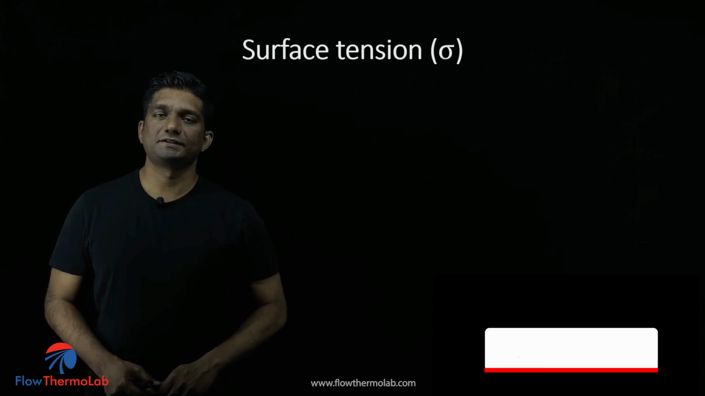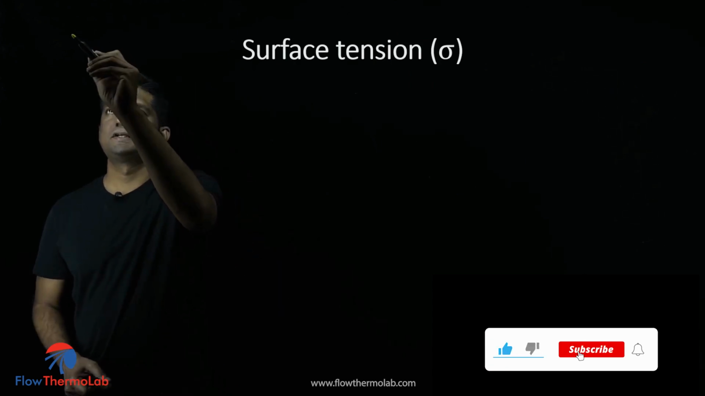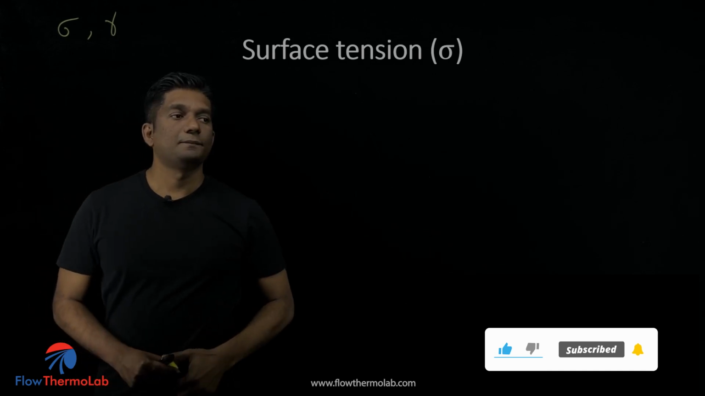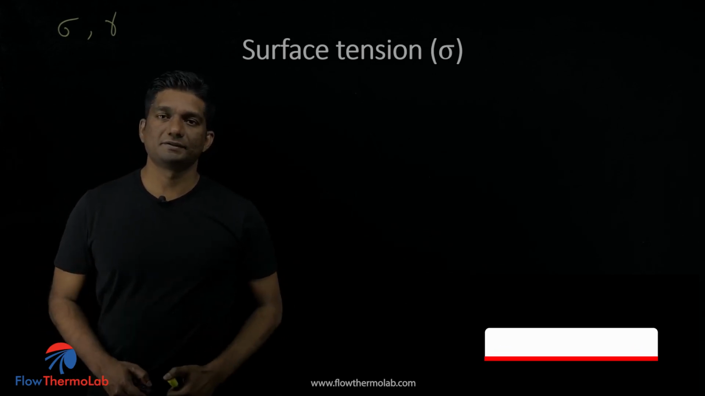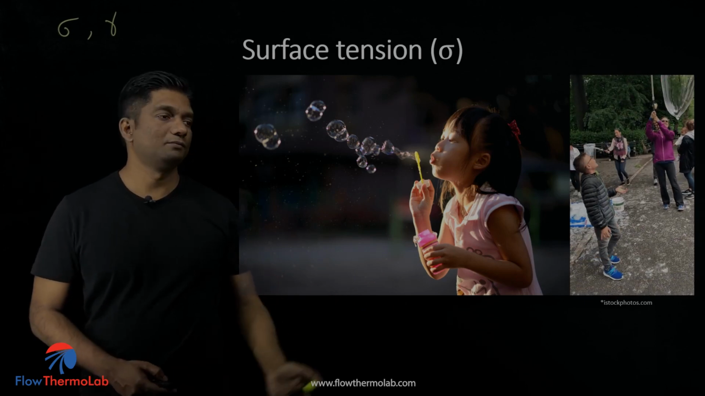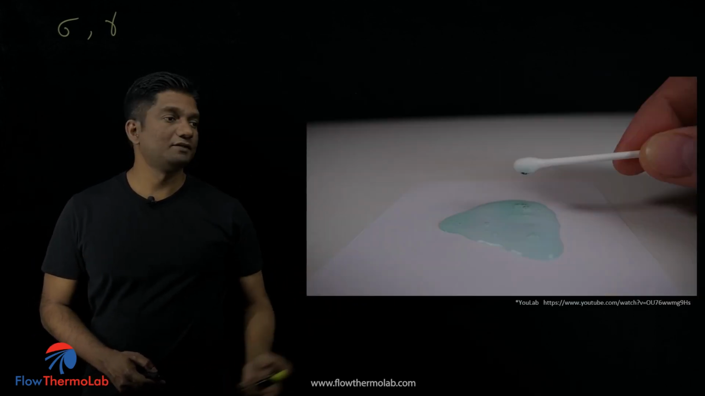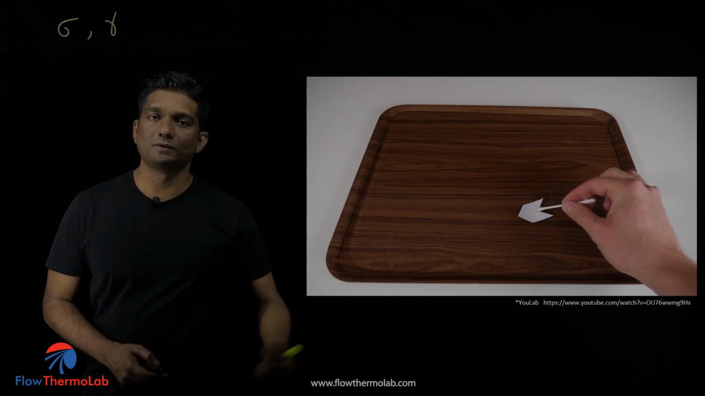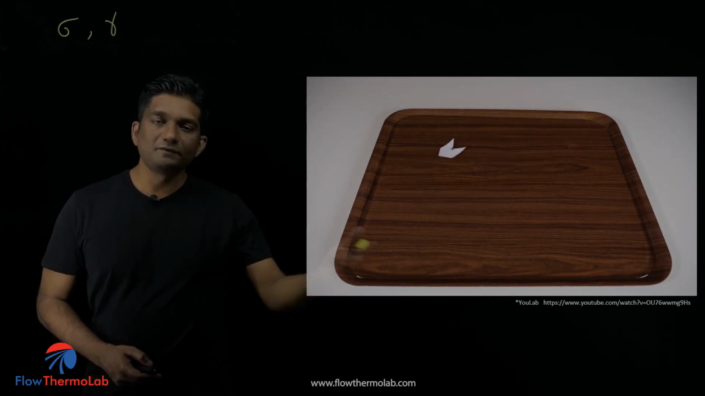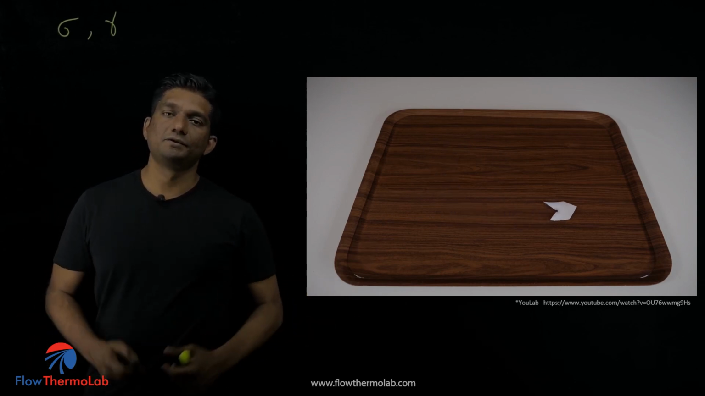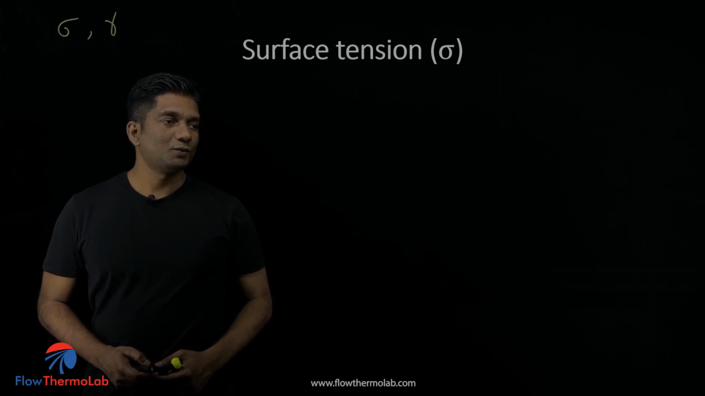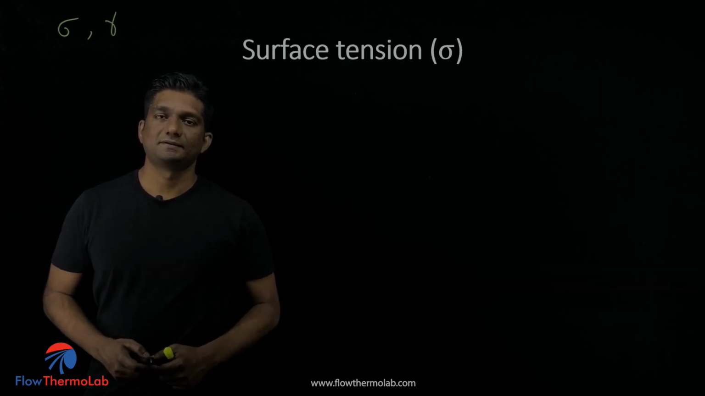So let us start with surface tension, which is denoted as sigma, or sometimes as gamma. We are already familiar with this property if you have played with soap bubbles, or with the paper boat which is fueled with some liquid soap. If you have played with these, you have used surface tension in your day-to-day activities. So what is surface tension?